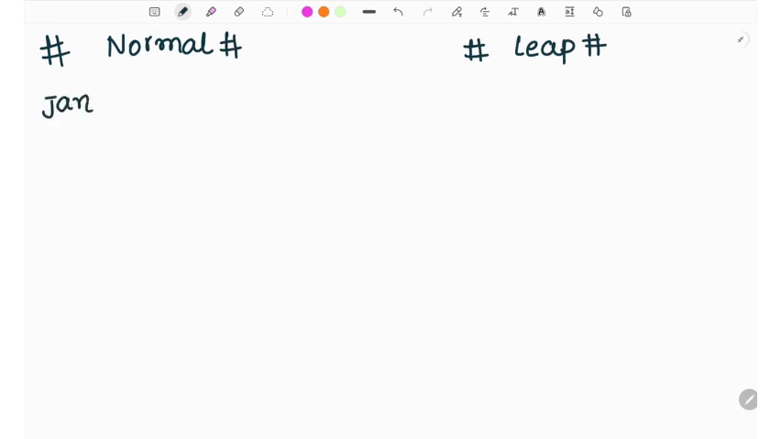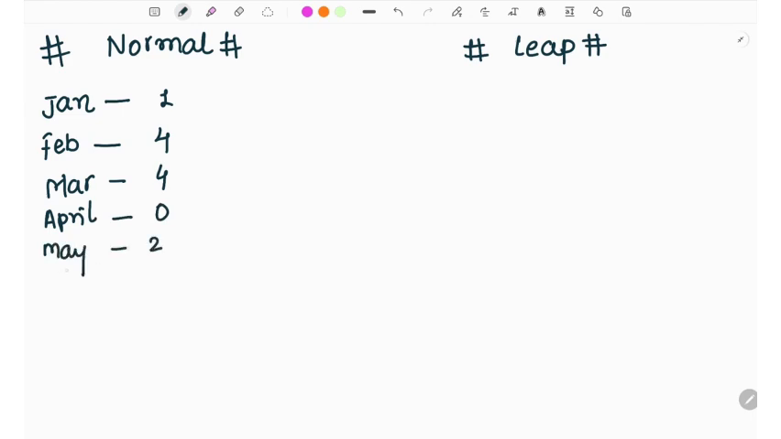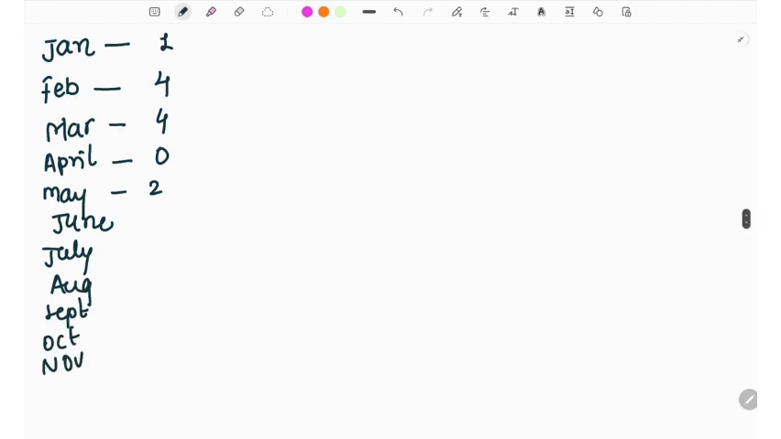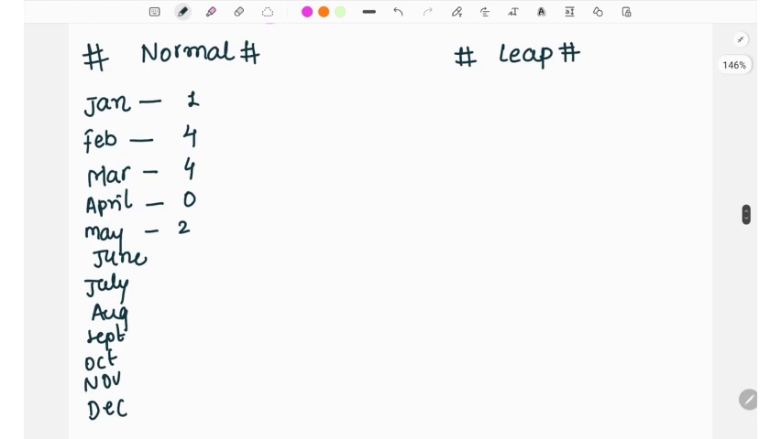For January, okay, the code is 1. For February, the code is 4. Okay, I'll also tell you the way in which we are gonna remember these codes. Okay, for March it is 4. Okay, for April it is 0. May it is 2. Okay, later on June, July, August, September, October, November and December. Okay, now students, these are the codes for normal year: 14402.